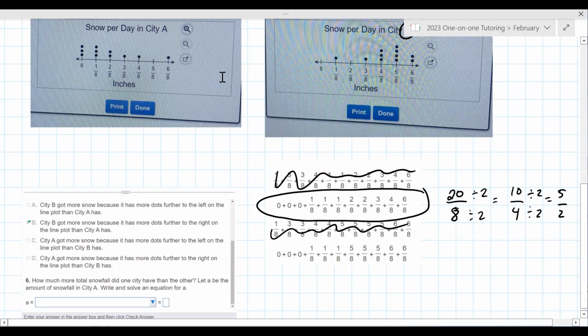Okay. This one equals 5 over 2. 5 over 2. Oh, it says it's good. Great. So go ahead and share your screen and we'll look at the next problem together. Yeah, I share it.